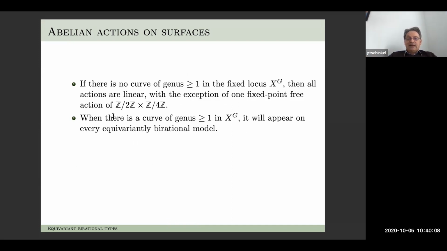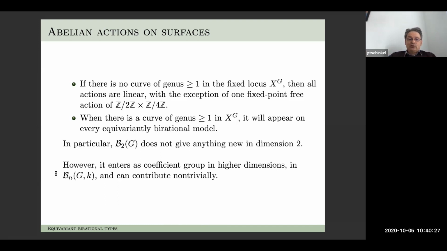So, well, if there is a curve of genus at least one on X with G action, of course it will appear on every equivariant birational model, since the invariant captures it. So in a sense, B2 of G is kind of boring. It doesn't give anything new in dimension 2.